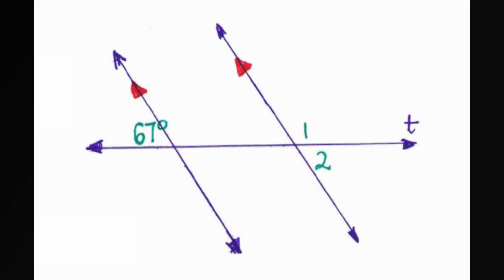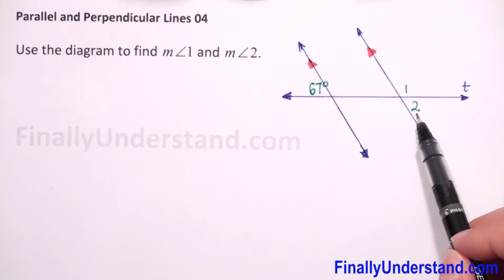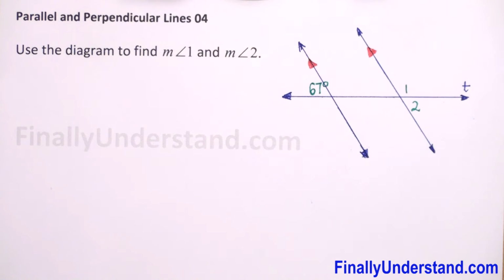We have to use the diagram to find the measure of angle 1 and the measure of angle 2. We will use the alternate exterior angles theorem here. We know that alternate exterior angles are congruent. What does it mean, alternate exterior angles?